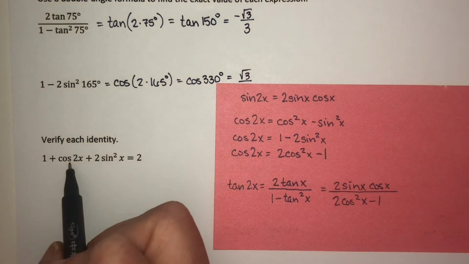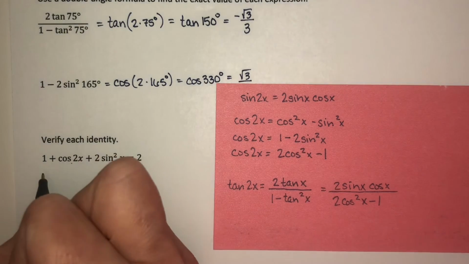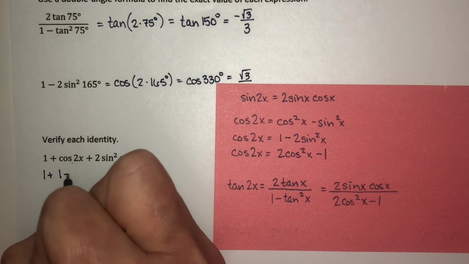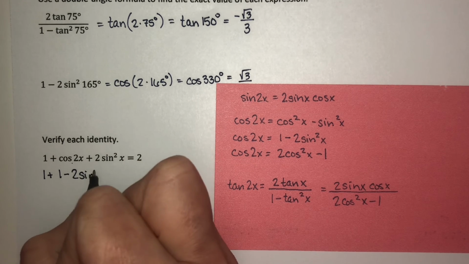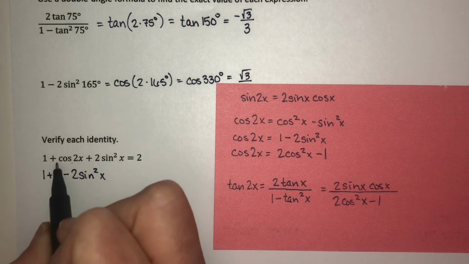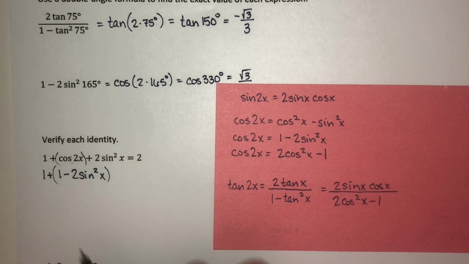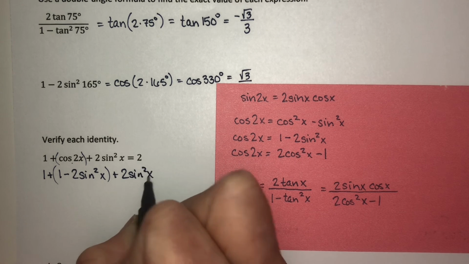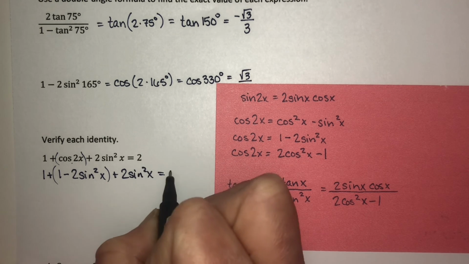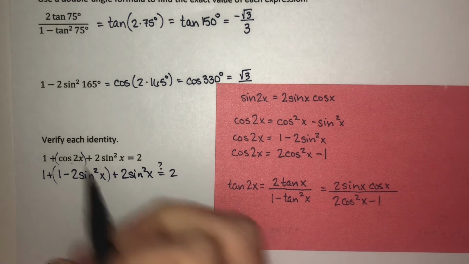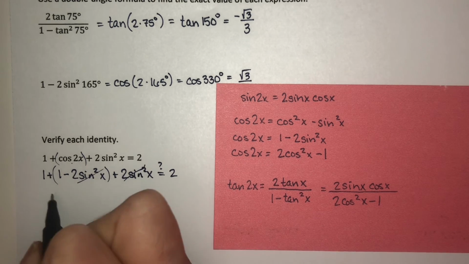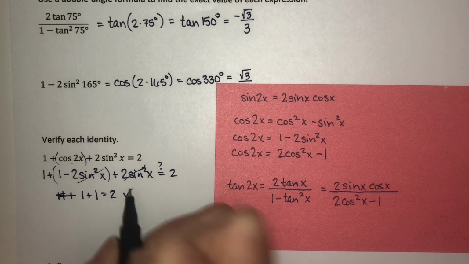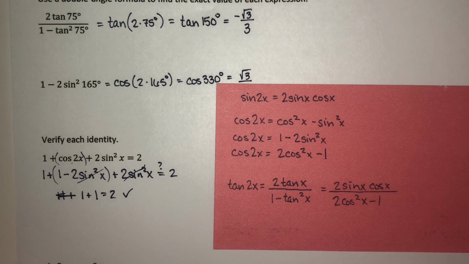So I'm going to replace this with this. 1 plus, instead of cosine 2x, I have 1 minus 2 sine squared of x. And then I have plus 2 sine squared x, and I'm hoping that it equals 2. These are going to cancel, and I end up with 1 plus 1 equals 2, which is of course true. So that will be verified.